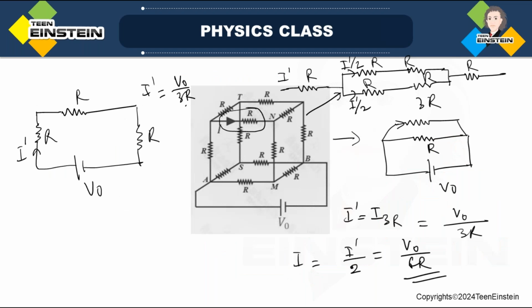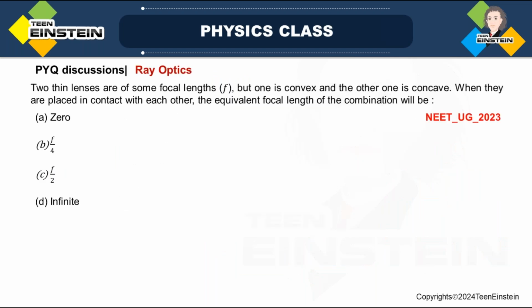All right, so I had clarified this. Now I'll go to the ray optics part, where I have picked up questions from NEET papers of 2023, 2022, 2021, 2020, and 2019. Let me solve them one by one, and I'll explain as I solve. The first question is: two thin lenses are of the same focal length.